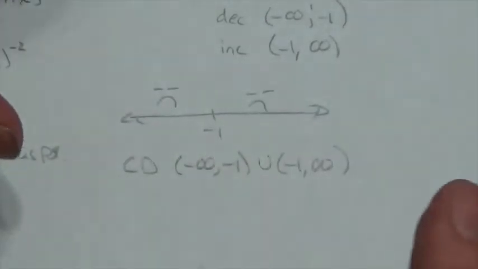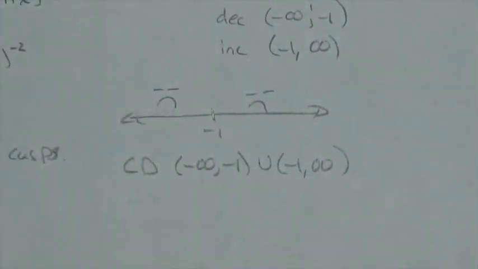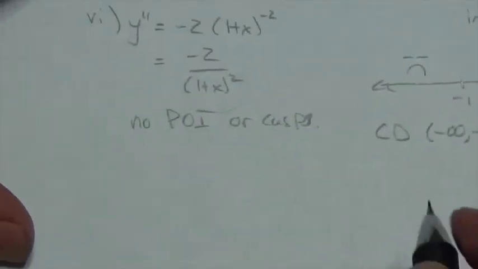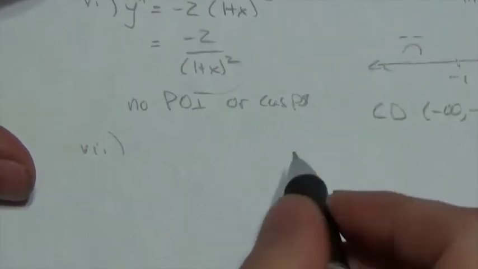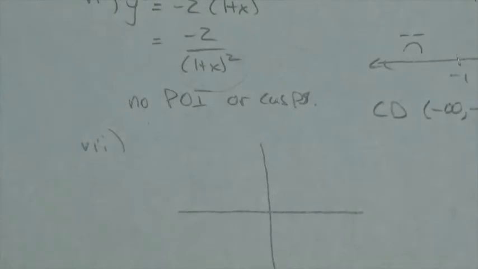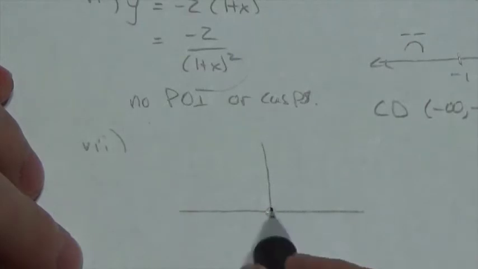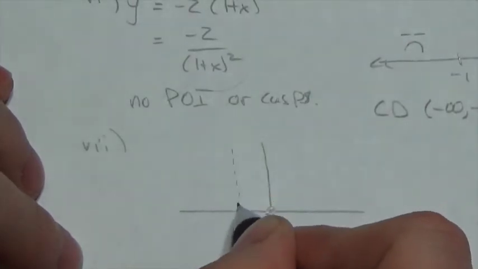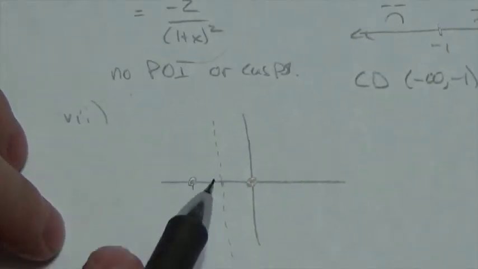Now, bear in mind that that does not mean that -1 is a cusp. Okay, it would have to exist in the domain of the function to be a cusp. It's a vertical asymptote. So now let's sketch this thing. Okay, so here's my graph. So what have I got this far? I know that it goes through the origin at 0. I know that we've got a vertical asymptote at -1, and I know that we had an x-intercept at -2.